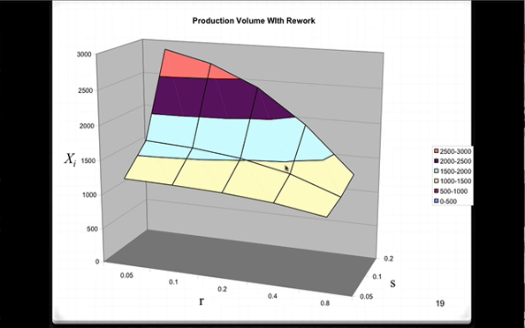So really, you'd like to stay down in this yellow region here, which means if you're operating at low scrap rates, it's fairly insensitive to that rework rate. But as that scrap rate increases, then of course you're going to want to push towards higher rework probability.